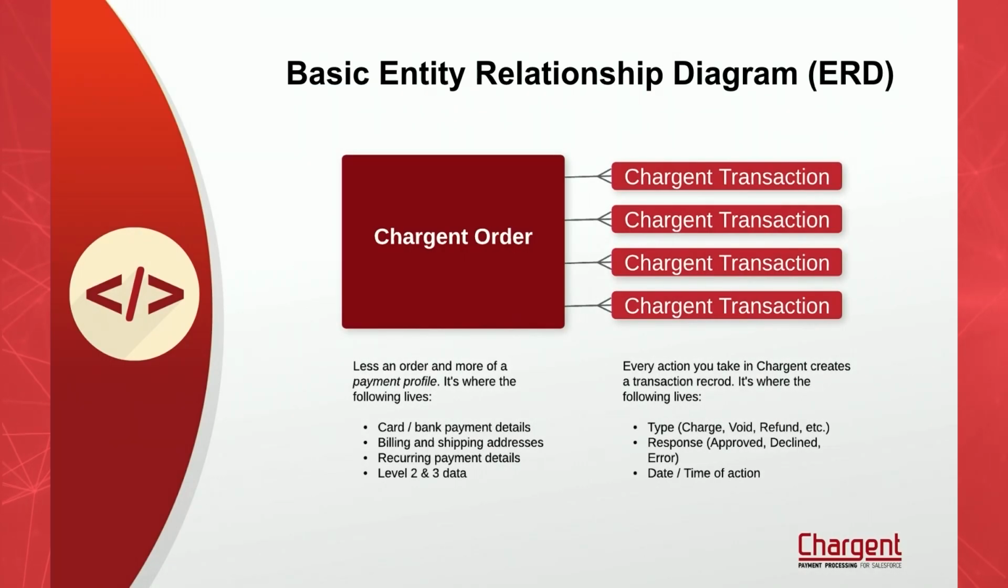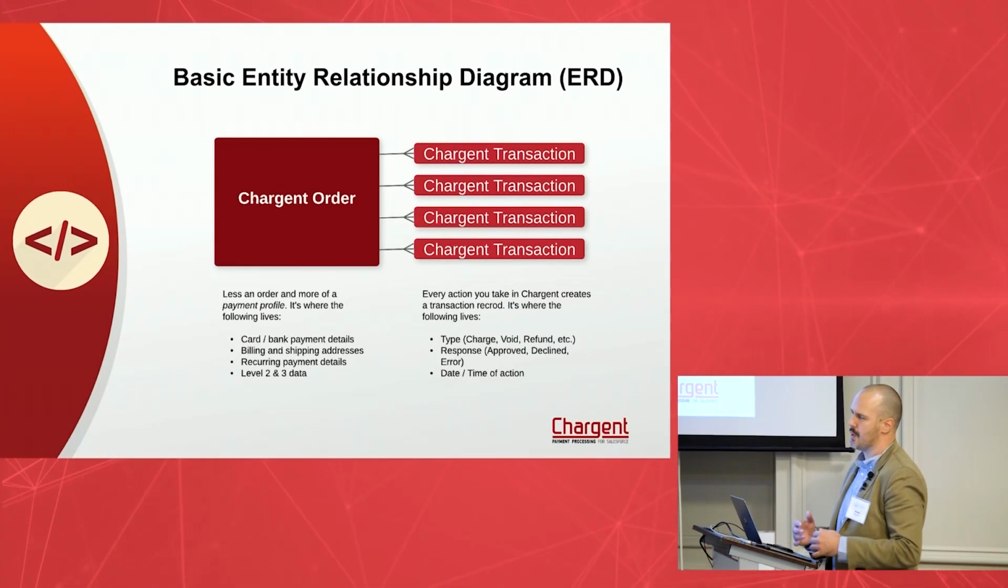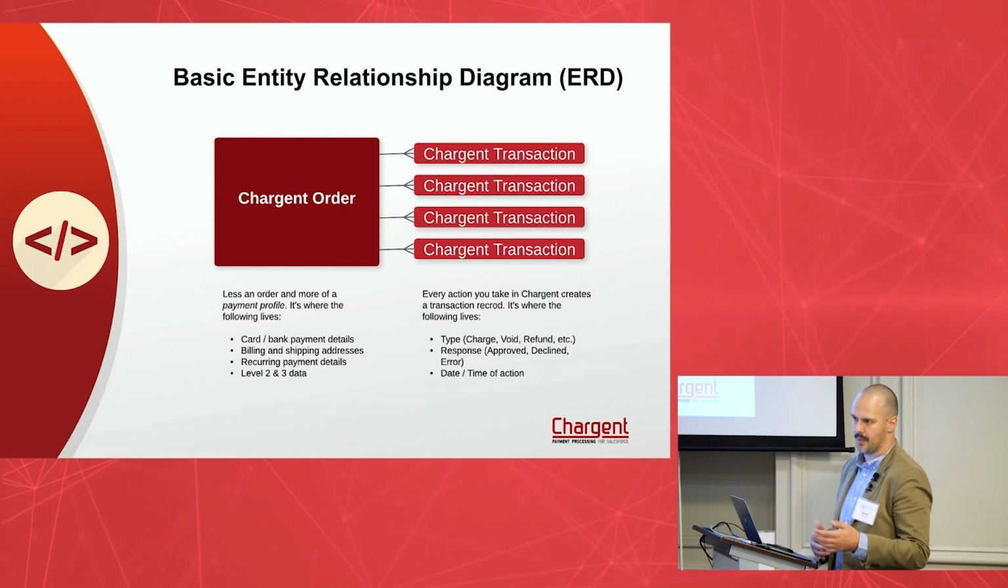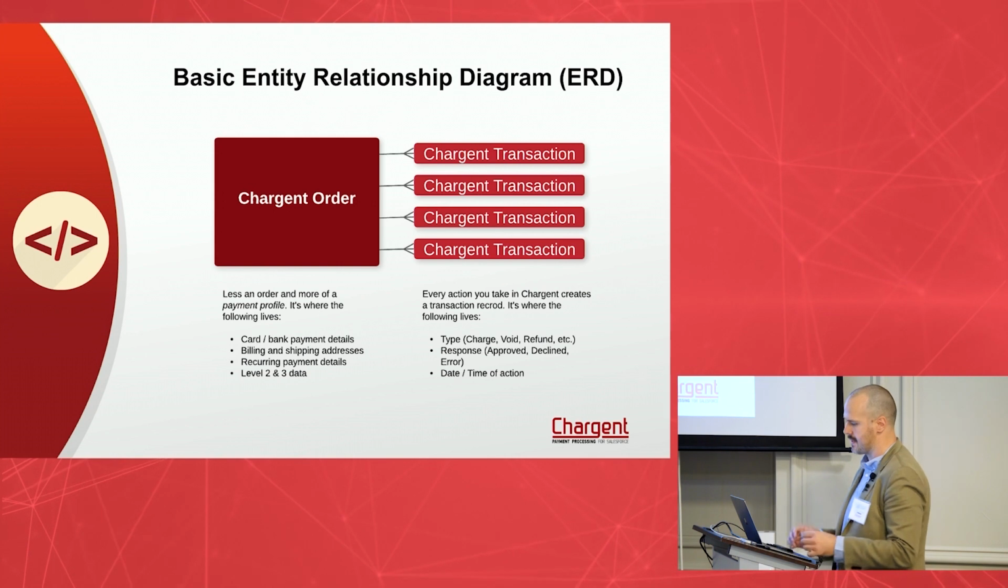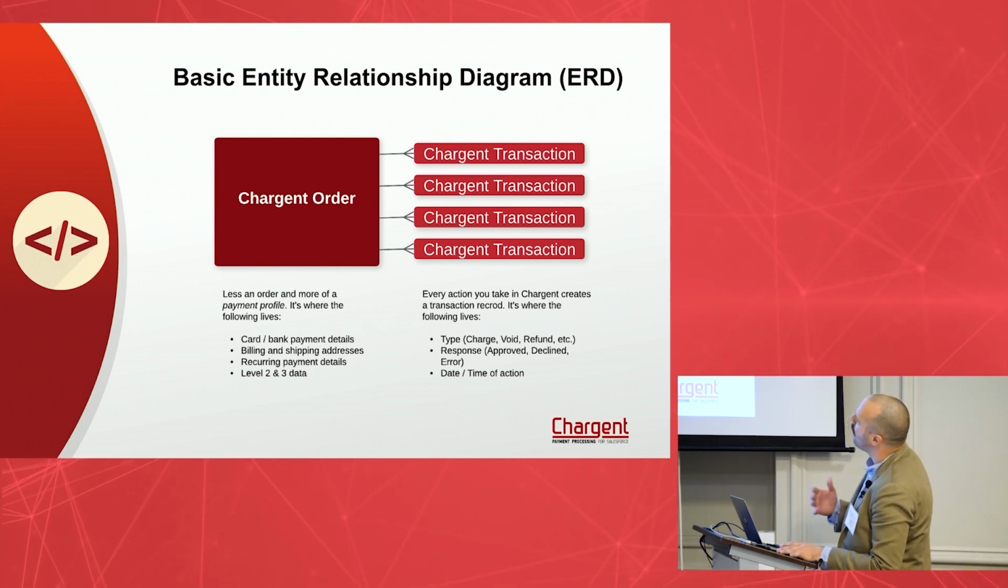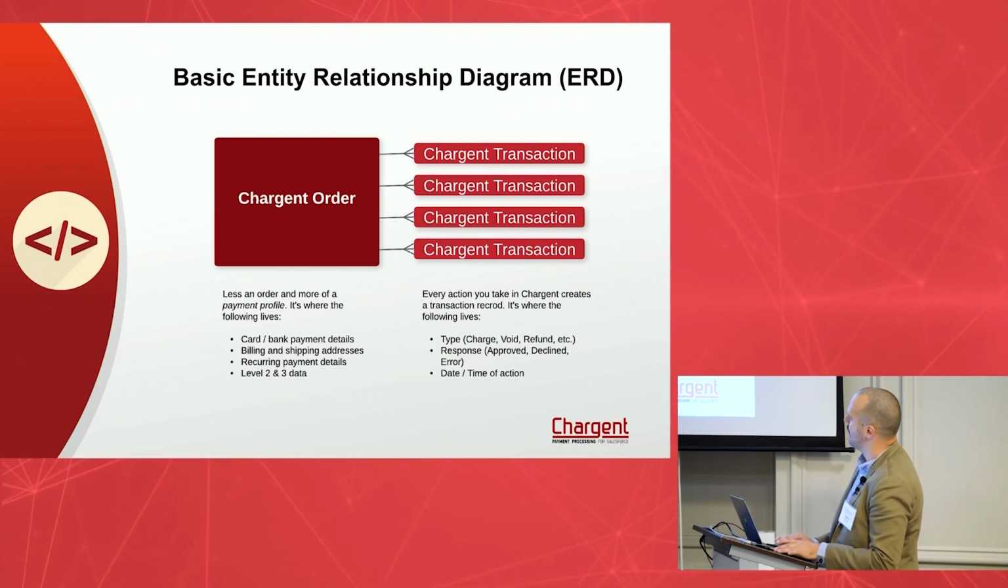The Chargent transaction houses the charge type, like charge versus void or refund. It also gives you your response, right? So was this approved or declined, or was there some other type of error? And that response is directly from the gateway. It essentially indicates whether your transaction was a success. The transaction also shows the date and time of that action. So you might have a Chargent order with a bunch of transactions, and looking at a date and time on the order isn't really as useful as actually looking at the transaction if you want to see when a transaction occurred. So again, there are more objects in our app, but these are the 2 that you, from the perspective of a power user, are going to interact with the most.